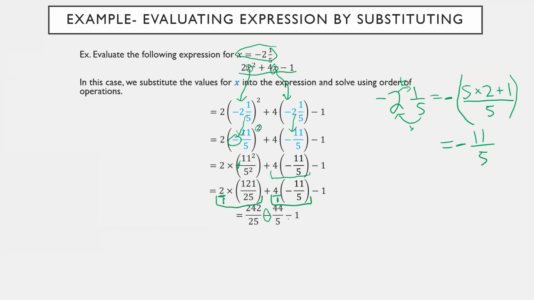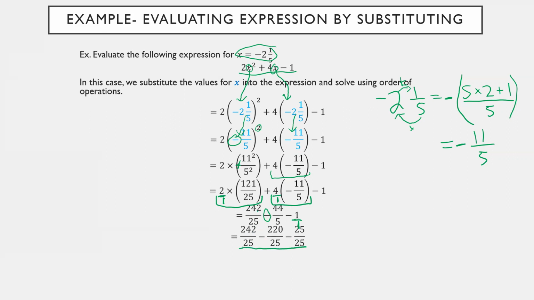And then, of course, in the last part here, I have minus 1. So now we have 242 over 25 minus 44 over 5 minus 1. And we're near the end now. Now we need a common denominator in order for us to subtract. So the common denominator here would be 25. And again, if you're wondering what about that last number there, I can simply make it a fraction, right? 1 over 1. So now we end up getting a common denominator of 25, and then we switch all the fractions so that they have a common denominator of 25.